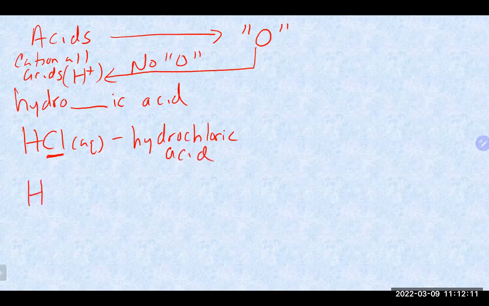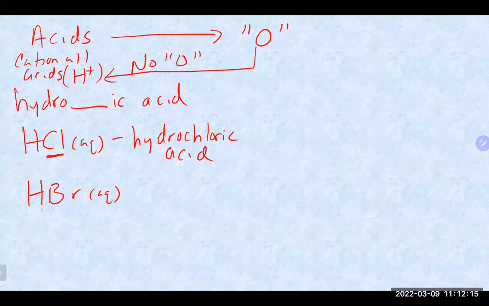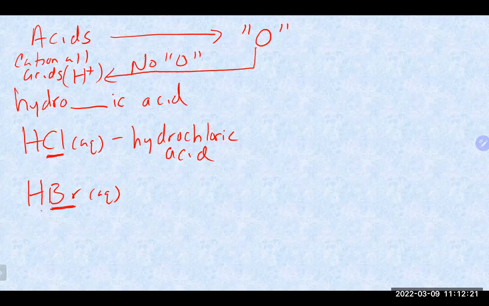If we had HBr, again, looking at this, no oxygen. So we'll start with hydro. The negative guy here is bromine. So that would be hydrobromic acid.